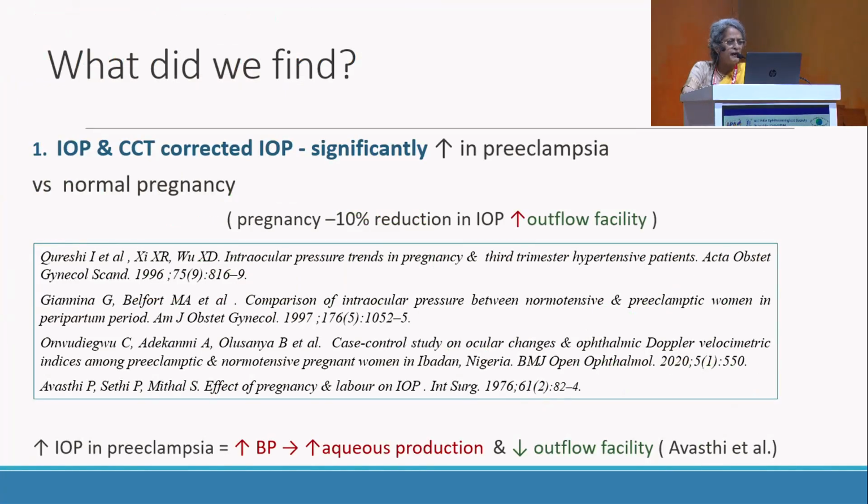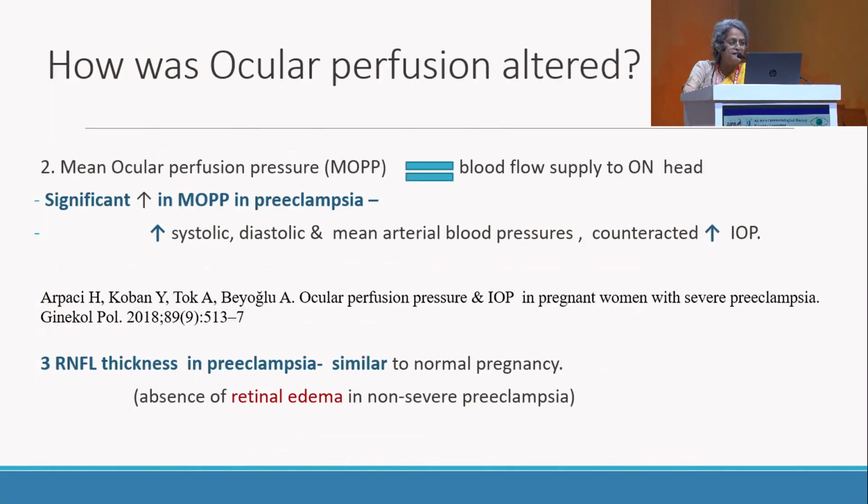So what did we find? That IOP and corrected IOP was significantly more in preeclampsia vis-a-vis normal pregnancy. We know that in normal pregnancy, there's almost a 10% reduction in IOP due to increased outflow facility. So something is different in preeclampsia because of increased BP. Maybe the aqueous secretion is more or the outflow facility is less.